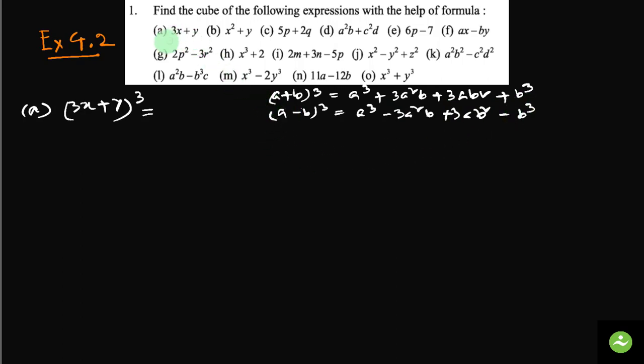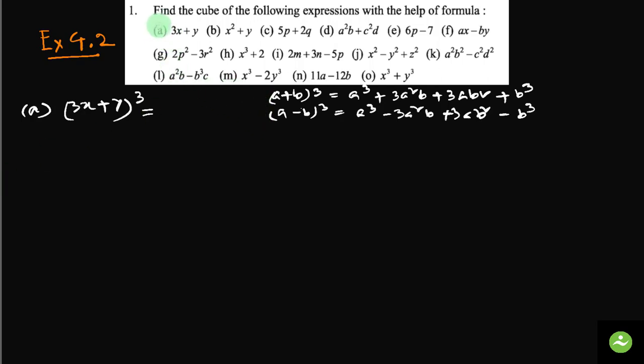Now we have to look at the expression. If it has a plus, we can apply A plus B whole cube formula. If it has a minus, like this one, we can apply A minus B whole cube. When there are two quantities, like this is 3x plus y, it looks like it is in the form of A plus B, then we can use this formula, A plus B whole cube. See, this is A plus B, this is A plus B, this is A minus B. So which one we can do with these two formulas?